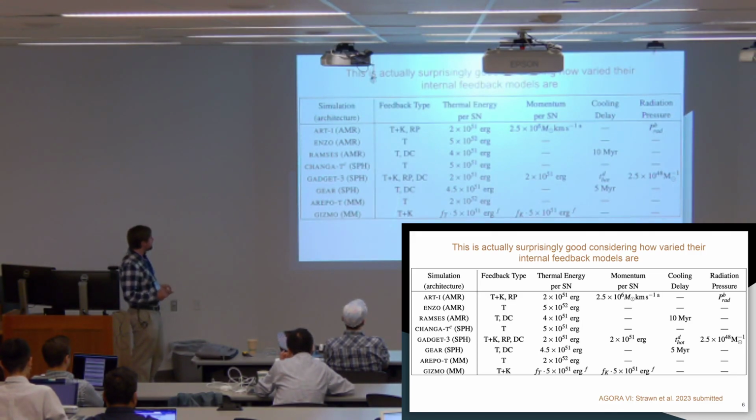So this is the set of codes we have. We have 8 codes. The first 3, Art, Enzo, Ramses, are grid-type codes or AMR codes. The next 3 are Changa, Gadget, and Gear, which are particle-type codes or SPH codes.